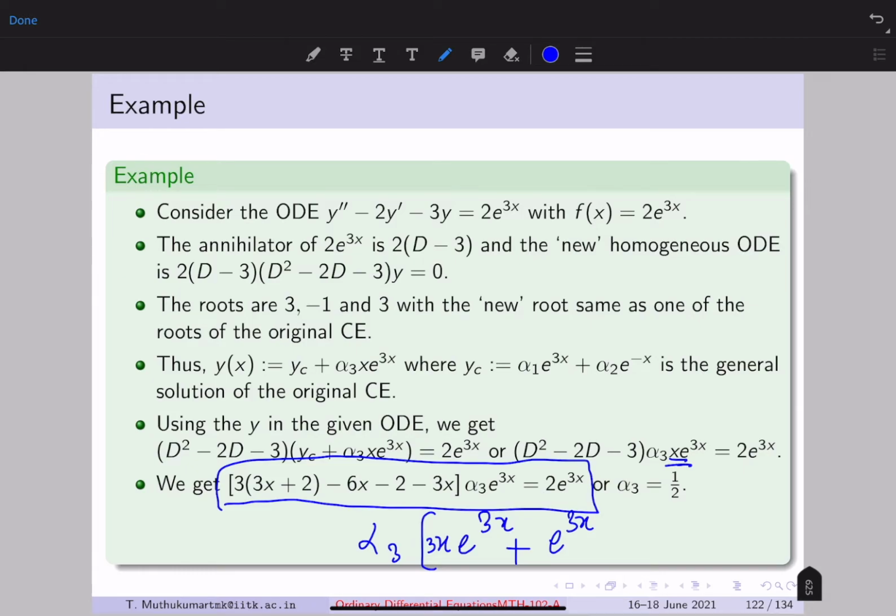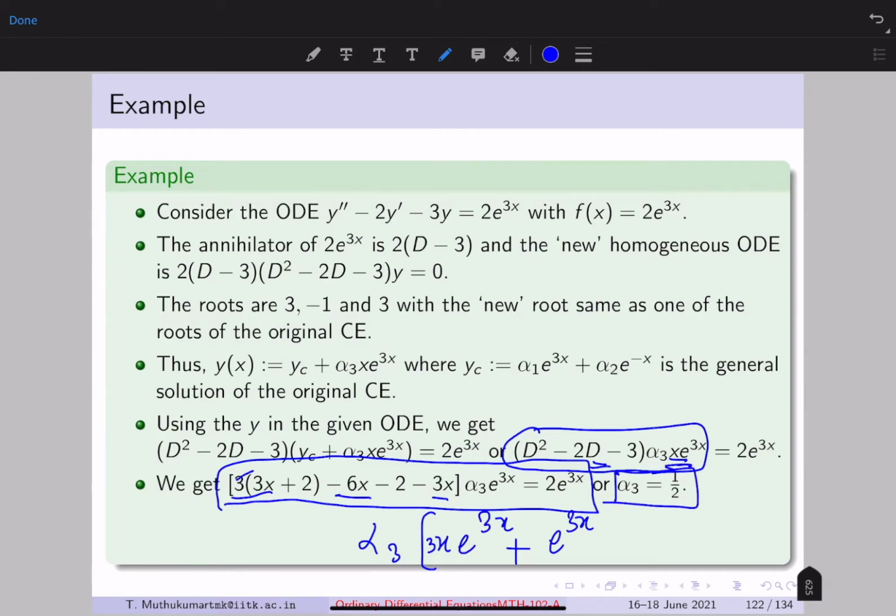Yeah, that's it, 1. So this is the d part. Now you do the d square part and so on, and if you apply this differential operator on this function, you will get this equation. If you equate, in fact in this case you can quickly observe that there is a 9x coming from here, there is a 9x coming from here, so there will be no x term here. What will be left is just 6 minus 2, which is 4. So 2 by 4 is 1 by 2. So alpha 3 is 1 by 2.